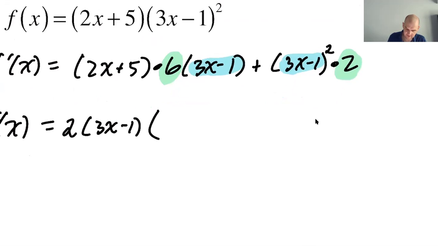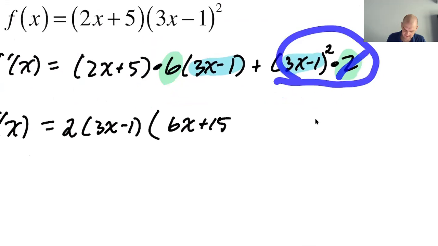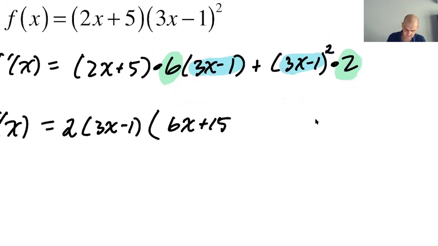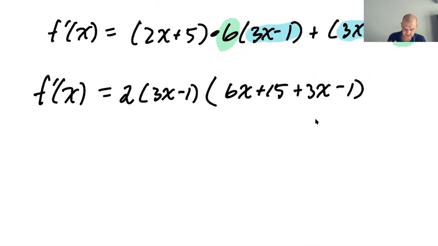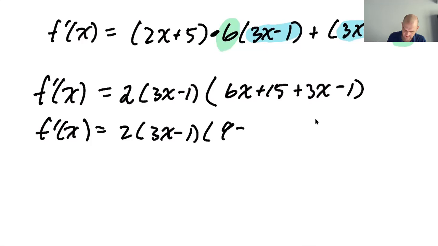And then what are we left with? Well, we're left with a 3 here and this, so that's going to be 6x plus 15. Don't close that. And then here we are left with, we took out this and we took out one of these, so just 3x minus 1. So there's our hidden critical point. So f prime of x is 2, 3x minus 1, and 9x plus 14.